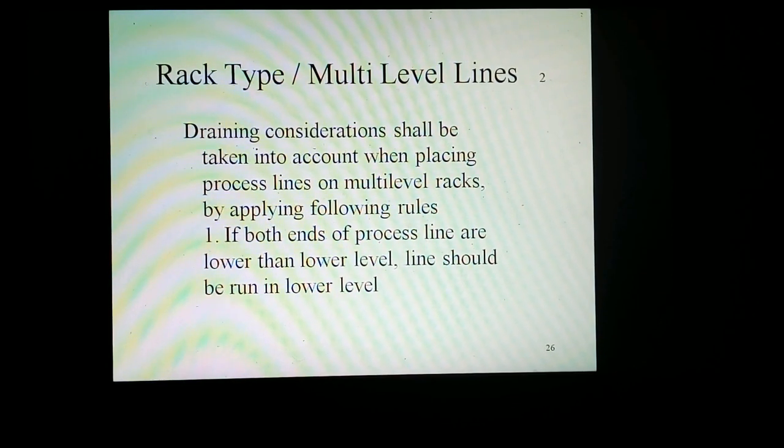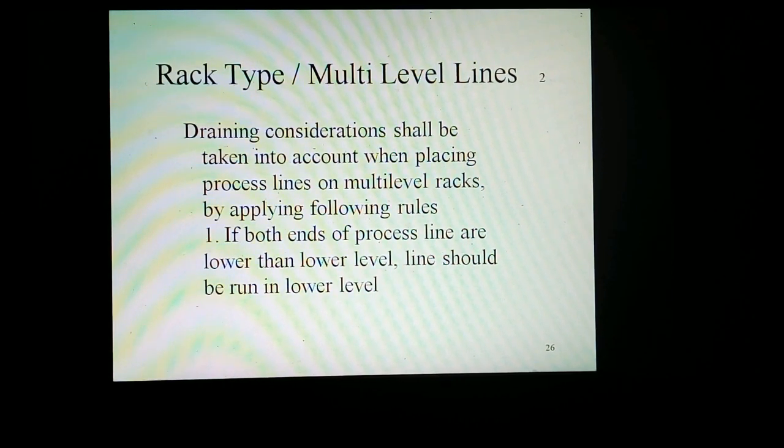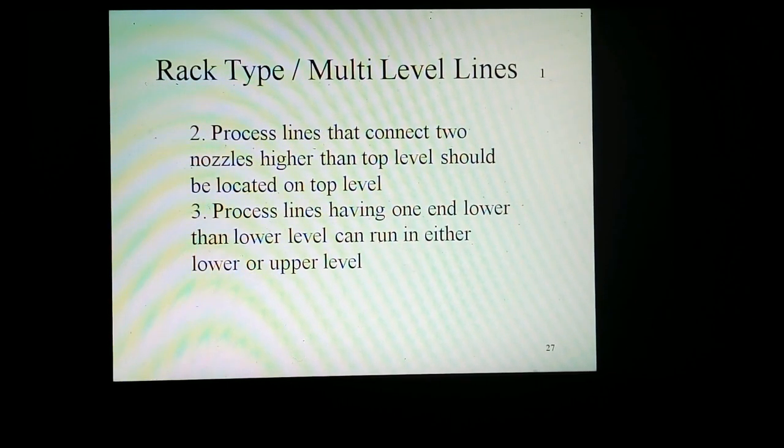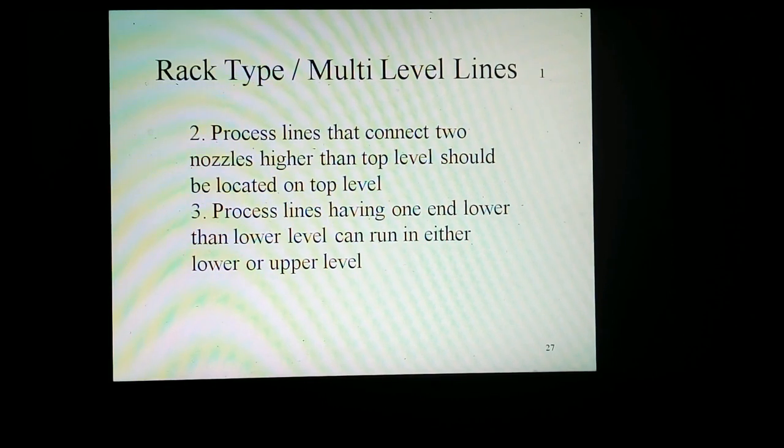However, draining considerations shall be taken into account when placing process lines on multi-level racks by applying the following rules of thumb. If both ends of a process line are lower than the lower level, the line should be run in the lower level. Process lines that connect to nozzles elevated higher than the top level should be located in the top level. Process lines having one end lower than the lower level can run in either the lower or upper level.